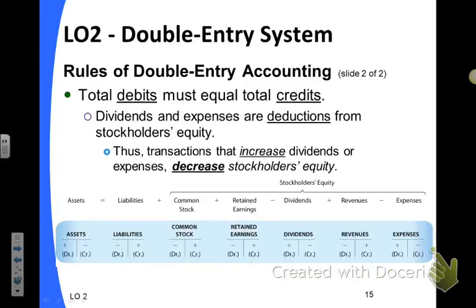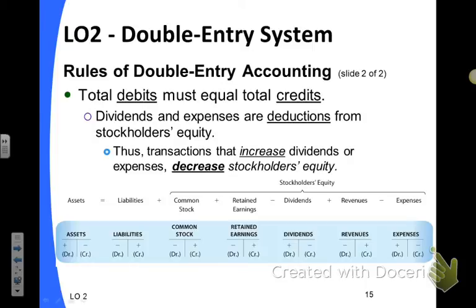So if we continue to reflect back to first semester, we remember the rules of double entry accounting: total debits have to equal total credits. Dividends and expenses are treated like withdrawals and expenses were treated in the first semester, where they reduce the equity. Therefore, increases to dividends or expenses are a decrease to stockholders' equity.